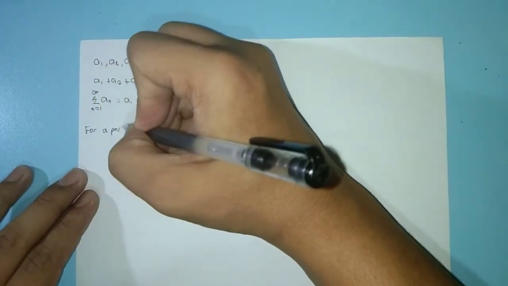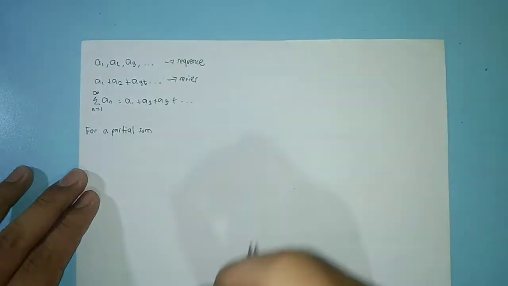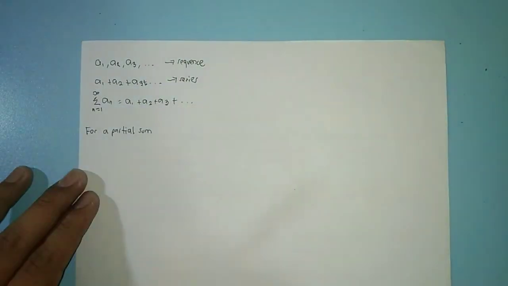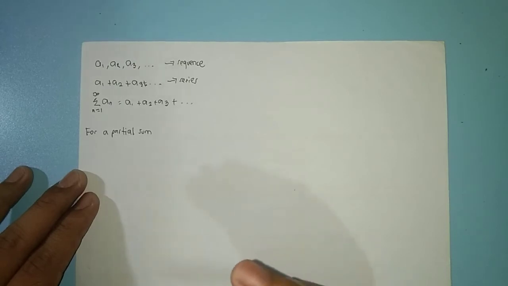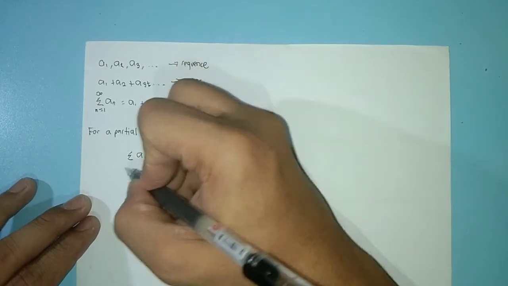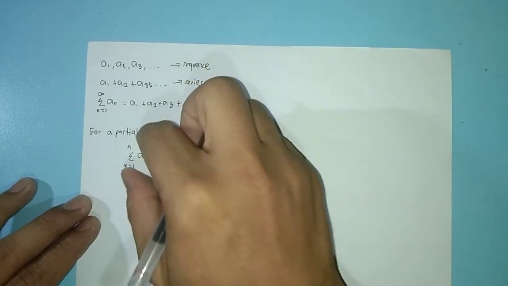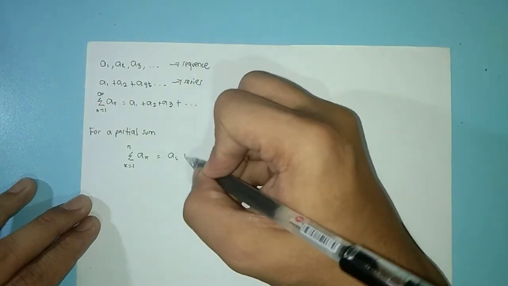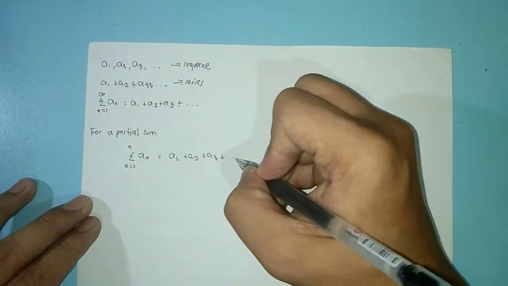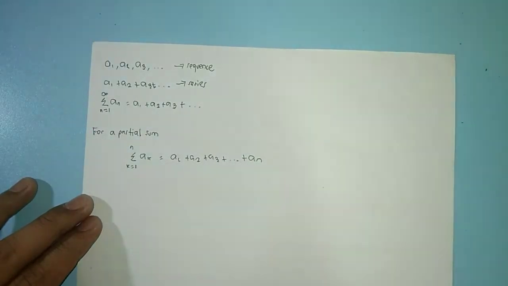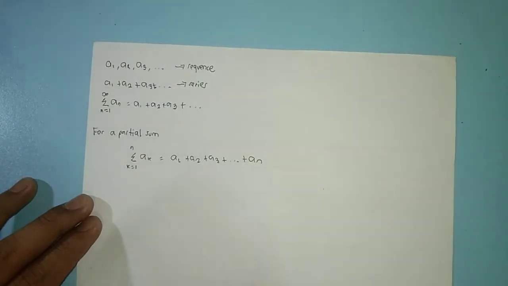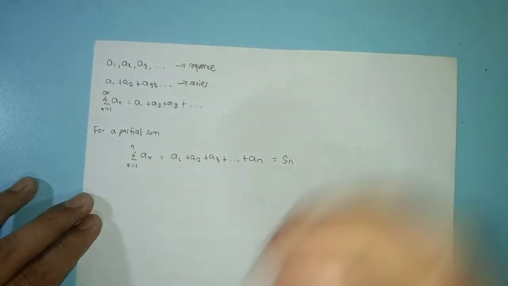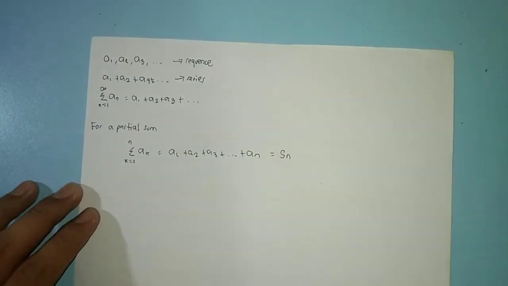Now, for a partial sum, mula na rin sa word niya na partial, so eto meron siyang dulo. So ito kasi infinite series. Kapag sinabi kasi series, usually ang pinag-uusapan kagad natin doon ay infinite series. Pero kapag naman partial sum, ito naman meron siyang dulo. Okay, so ganito siya. We have summation of a sub k, k equals 1 to n. So let's say ito yon. Then we have a sub 1 plus a sub 2 plus a sub 3 plus and so on plus a sub n. So ito yung partial sum. Okay? And it is denoted by s sub n. Okay?